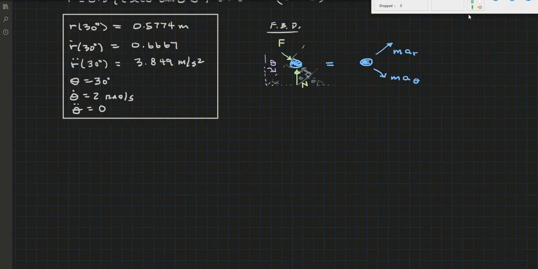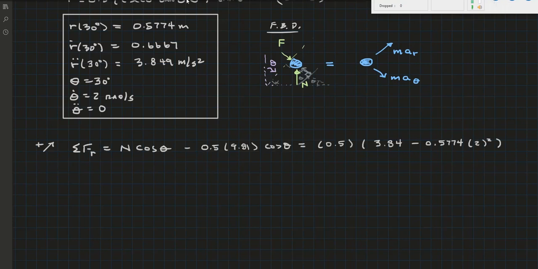And let's begin by summing forces in the r direction. And we end up with this relationship where here this is our r double dot minus our r theta dot squared for the acceleration in the tangent direction multiplied by mass. Okay, let's do theta direction next.